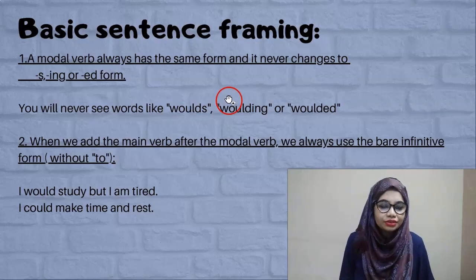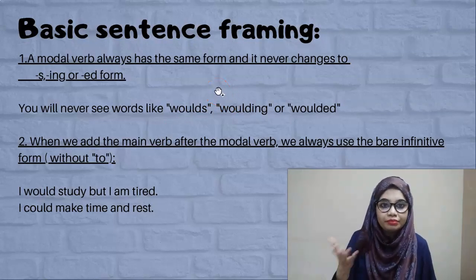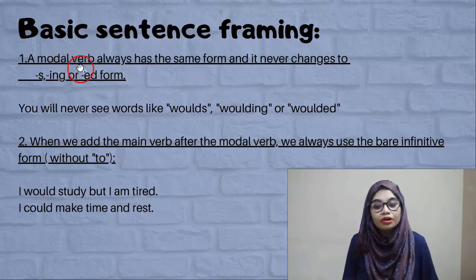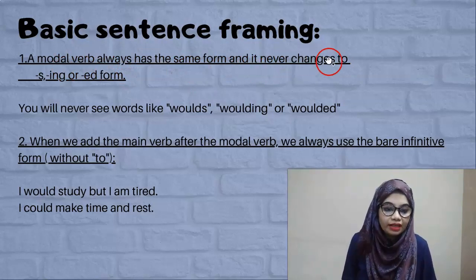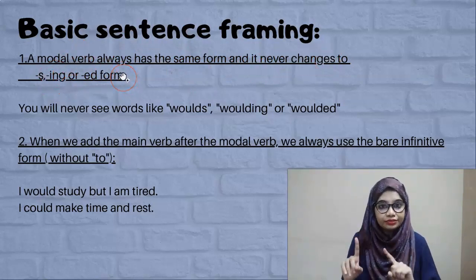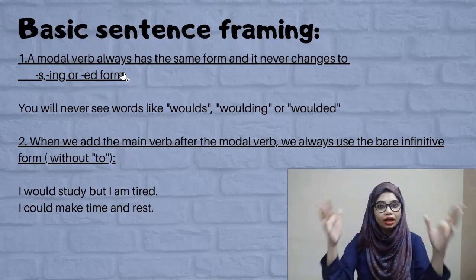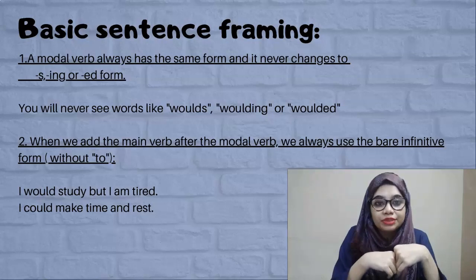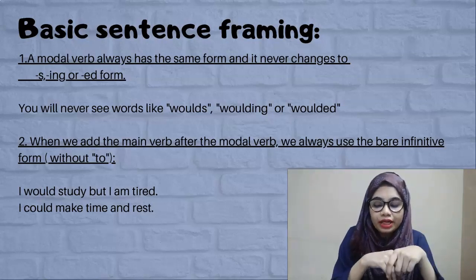So we are back to basic sentence framing. We are back to modal verbs. Now we are going to start learning basic sentence framing. A modal verb always has the same form and it never changes to S, ing or ed form. Now, for the S form of the verb, we have a whole lot of content made on subject verb agreement. We have made 2 videos on that.